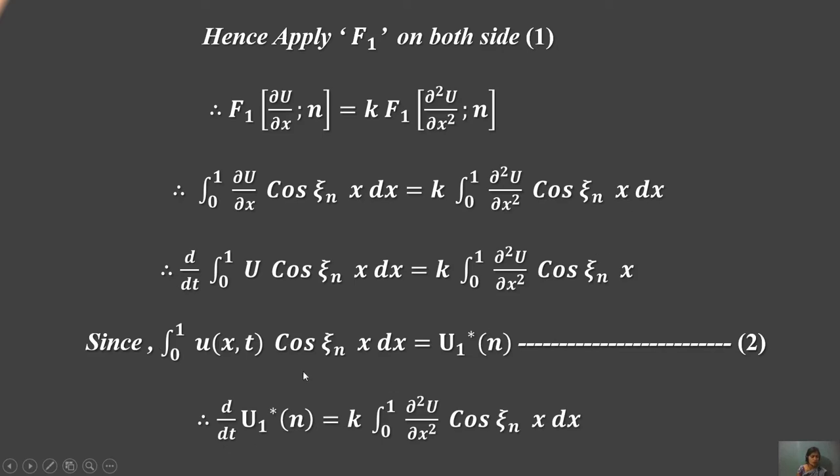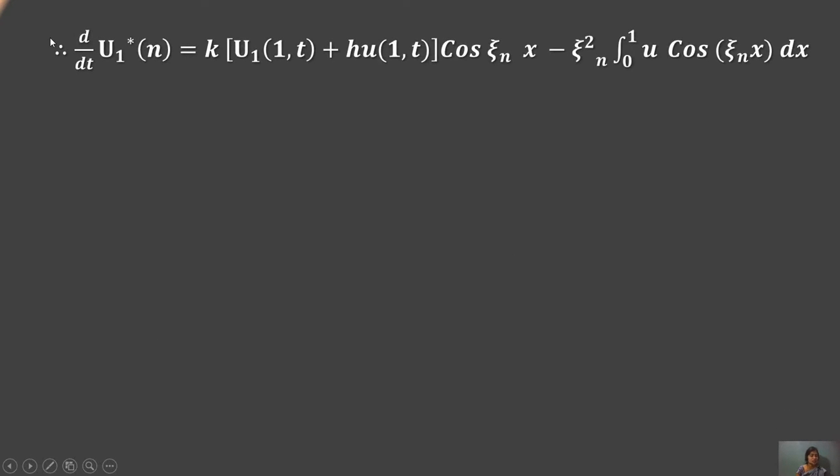Then, putting this together, d/dt u1*(n) equals k times the integral from 0 to 1 of ∂²u/∂x² cos(ξn x) dx. Using the rule for this equation, d/dt u1*(n) equals k times [∂u/∂x(1,t) + h u(1,t)] times cos(ξn) minus ξn² times the integral from 0 to 1 of u cos(ξn x) dx. Both of these boundary conditions are given, and k is generated.